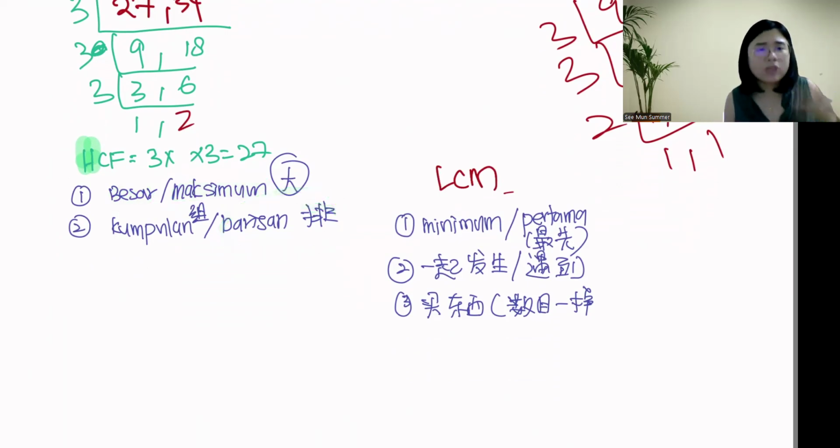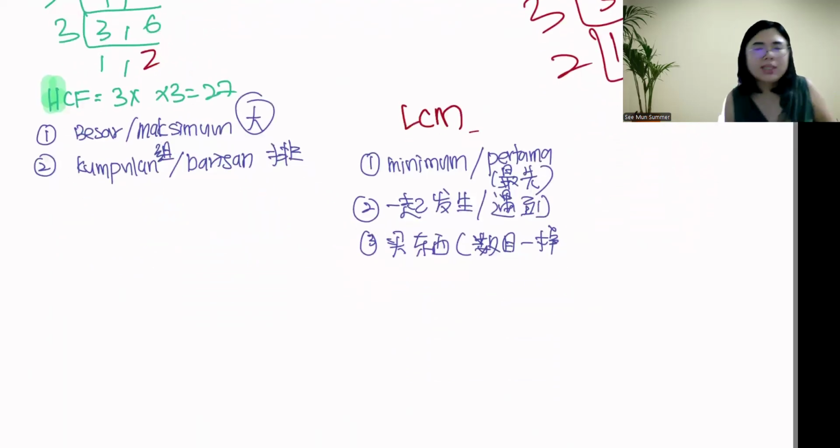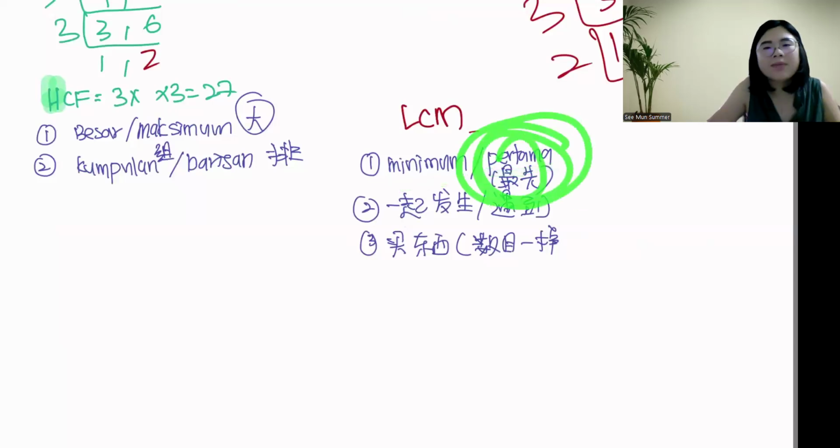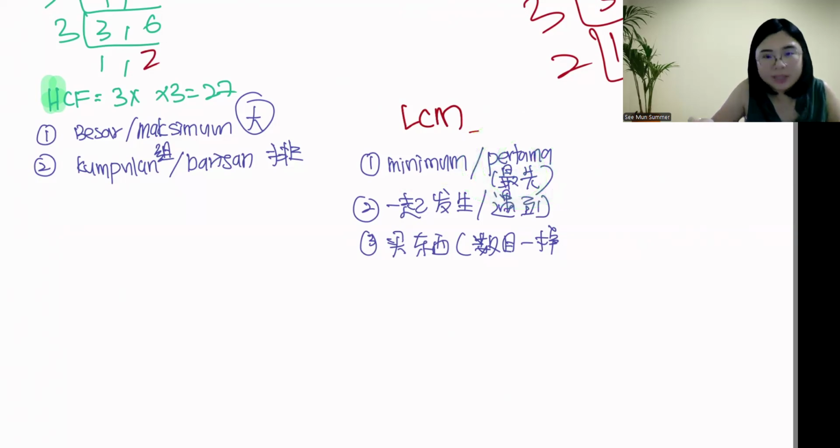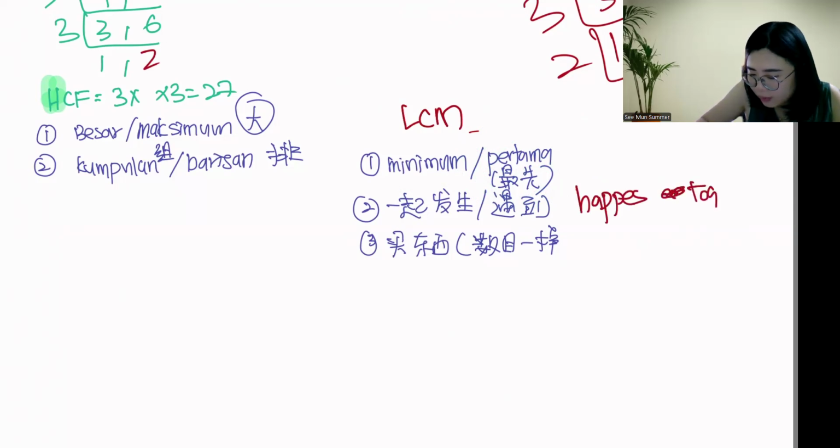Okay, barisan, kumpulan. This is called HCF. How about LCM? LCM is terbalik. Since it's lowest, they will show you words like minimum, terpendek, or pertama. Because sometimes when to use LCM, the other way is they want to measure when something will happen again. In English, it's called when it happens again. Happen together. Okay?